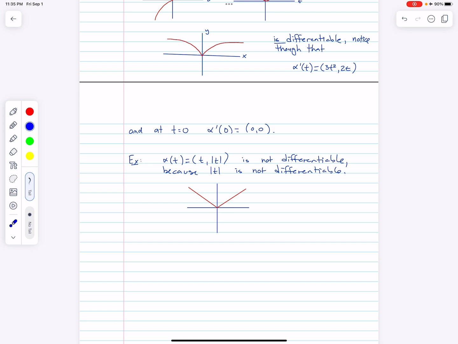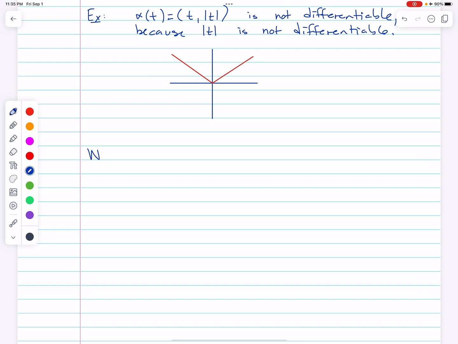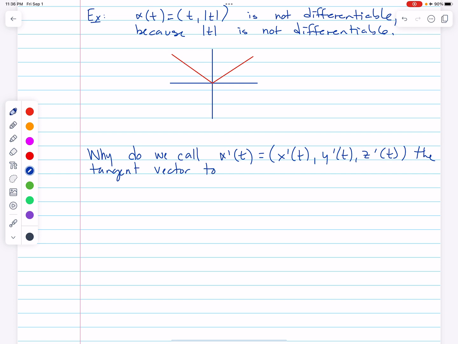All right. So let's now talk about this tangent vector field. We call this the tangent vector field. Why do we call it a tangent vector field? Let's make a side note here. Why do we call alpha prime of t a tangent vector to alpha? We have a concept of tangent from Calc 1, right? And so intuitively we know that the vector we get here should be the vector that points in the same direction as the curve does at that instant. But why is that true?